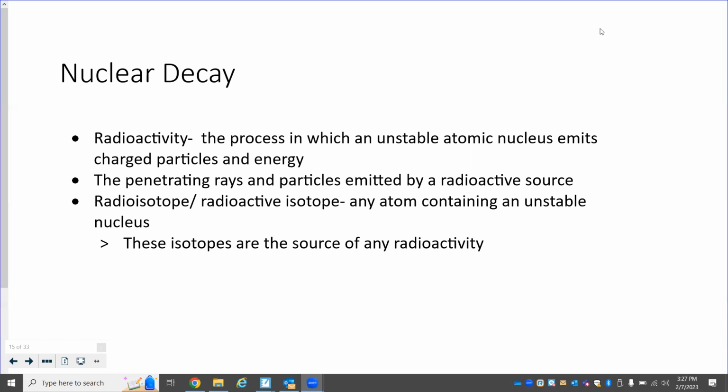Radioactivity is also referring to the penetrating rays and particles emitted by a radioactive source. So just that it has the ability to give off that energy. We refer to these unstable nuclei as radioisotopes or radioactive isotopes. This is any atom containing an unstable nucleus. So since it is unstable, it has to break down to become stable. And these isotopes are the source of all radioactivity. So it's simply that the particle is too large to hold itself together and it's unstable.